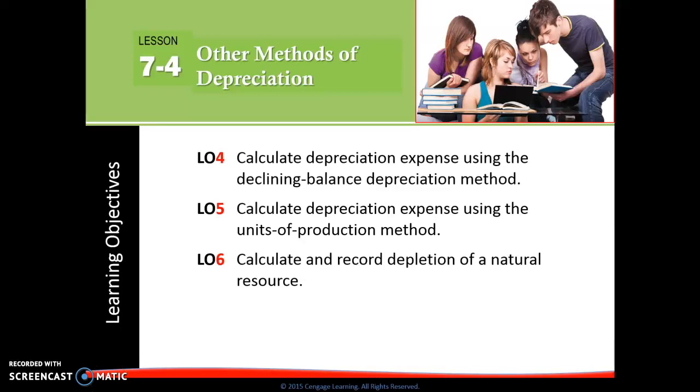Section 7.4, other methods of depreciation. We have 3 learning objectives. You need to be able to calculate depreciation expense using the declining balance depreciation method. You need to be able to calculate depreciation expense using the units of production method. And then you need to be able to calculate and record depletion of a natural resource.